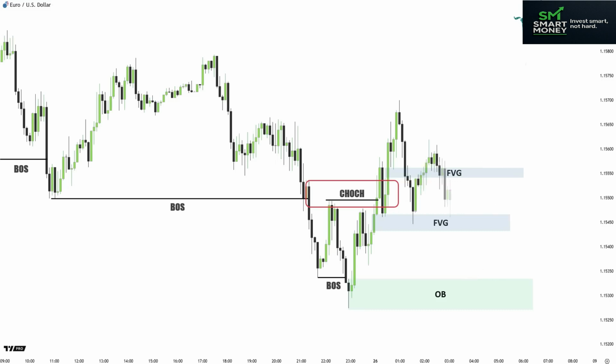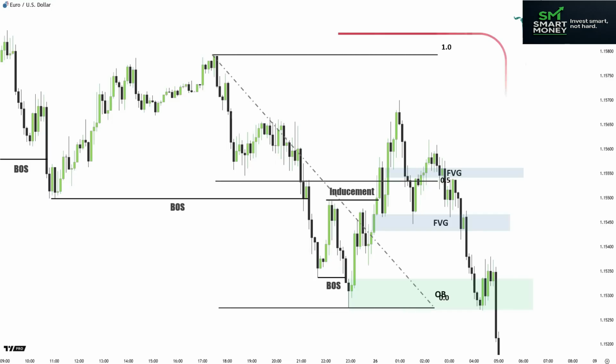But every time you enter a buy setup here, you get stopped out and liquidated. The truth is, this is not a real CHOCH. This is a fake change of character, a structural inducement designed to trap buyers. Here's why. Price never reached the premium zone above the 50% level of the previous impulse.